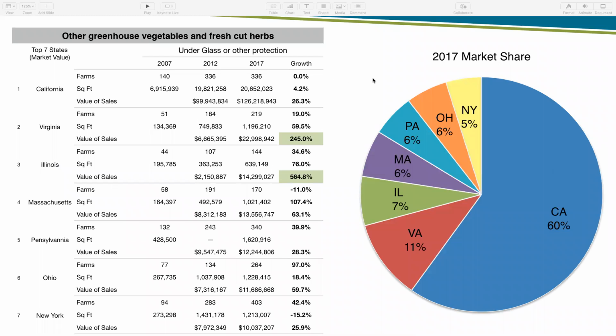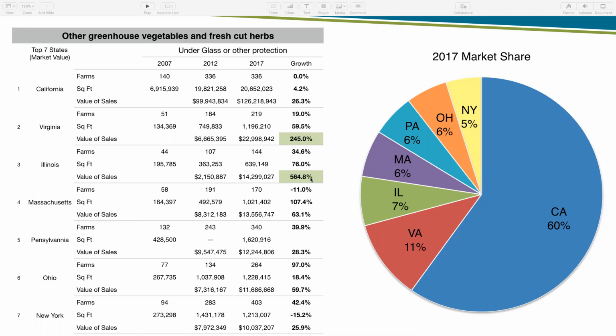And the other category, which is the other greenhouse vegetables and fresh cut herbs. Here we have a large majority coming from California, 60% of the market, followed by Virginia, Illinois, Massachusetts, Pennsylvania, Ohio, and New York. Same type of analysis here. We look at the market growth, number of farms, square footage, and then the market value. In this case, Virginia comes as one of the highlights with 245% value of sales increase from 2012 to 2017.